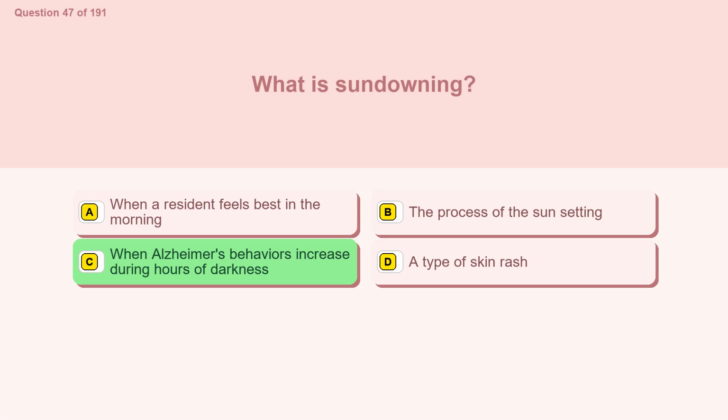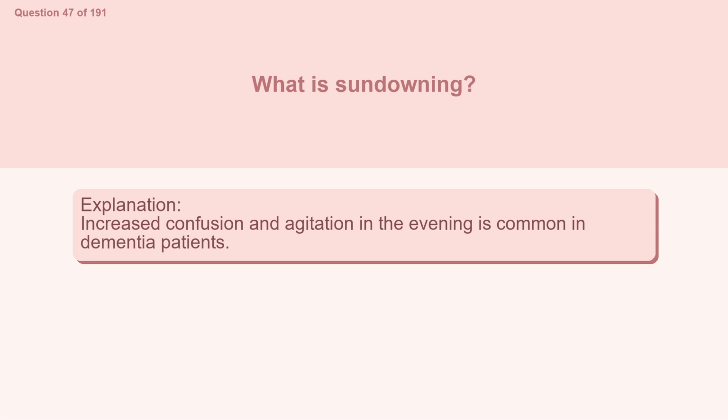The correct answer is option C. When Alzheimer's behaviors increase during hours of darkness. Increased confusion and agitation in the evening is common in dementia patients.